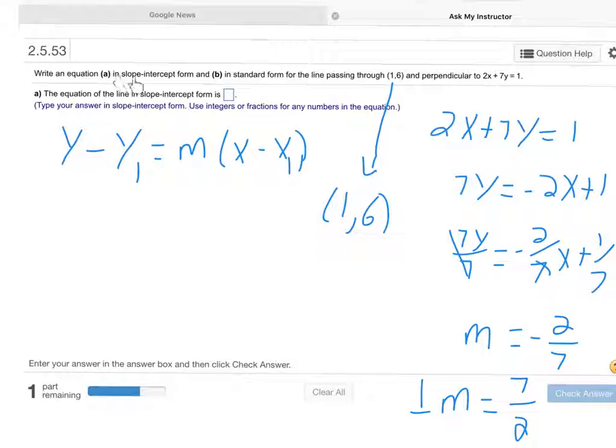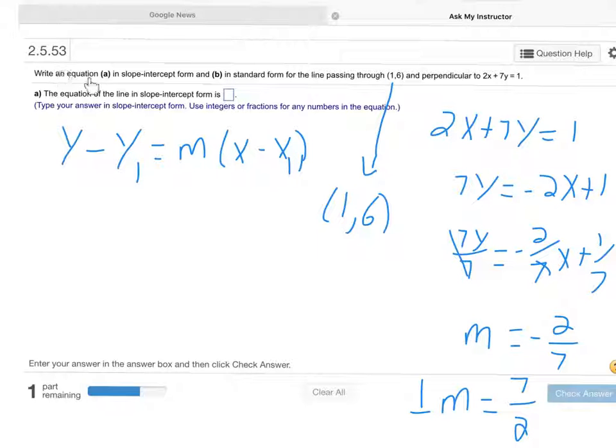You want to write an equation in slope-intercept form and also in standard form. So it'll be the same equation, just a different arrangement, where it passes through this point (1, 6) and is perpendicular to this line. First of all, I wrote down the formula you don't need.